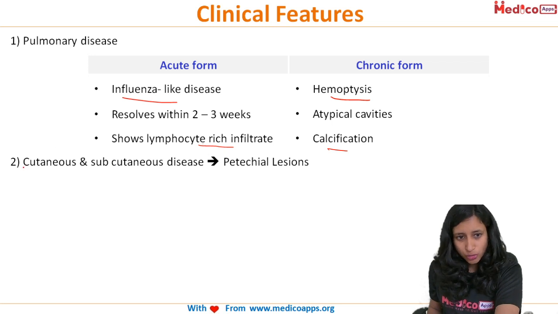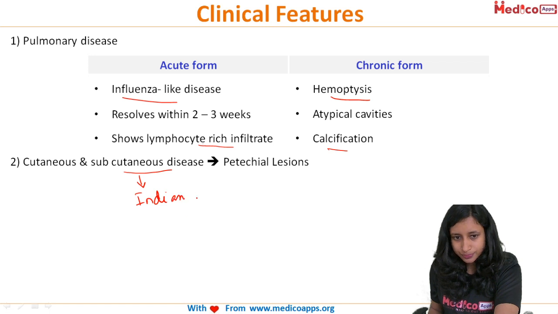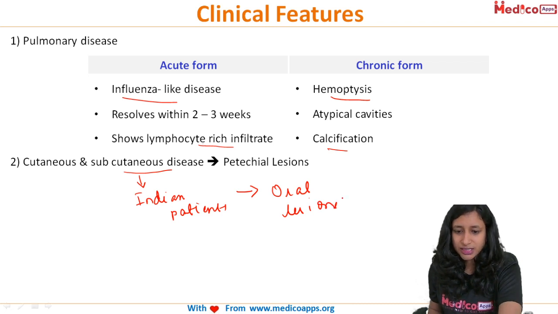And when it comes to the mucocutaneous form that I was talking to you about, you see skin and oral lesions which may develop secondary to pulmonary infection. So there will be a pulmonary disease, but secondary to it you see your cutaneous and subcutaneous lesions. What is the most important thing to remember in Indian patients is that the most important symptom that you see is oral lesions. So they present with oral lesions.